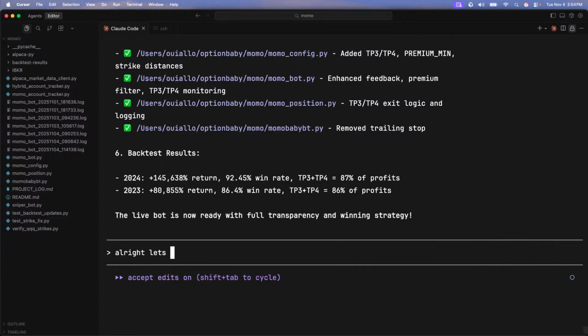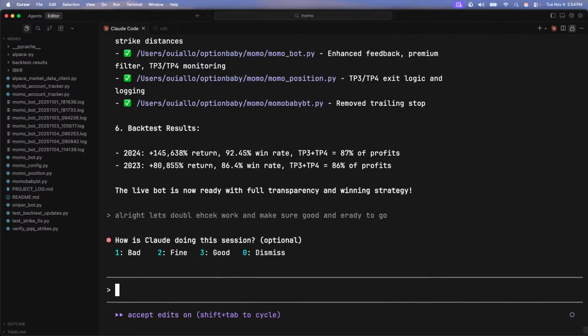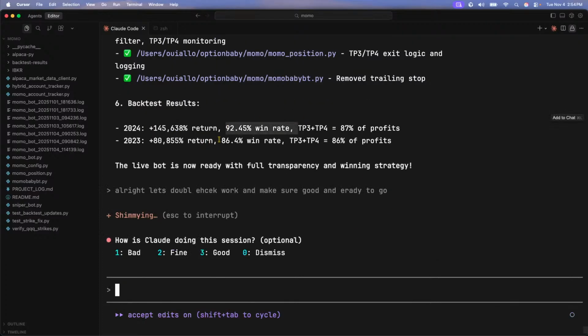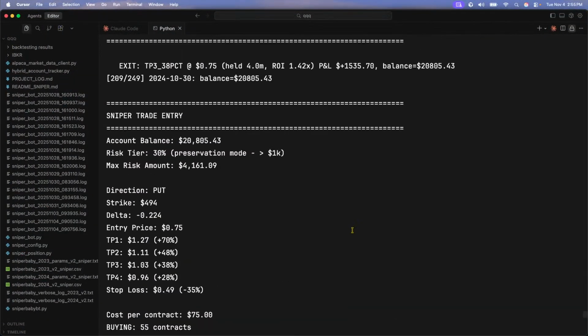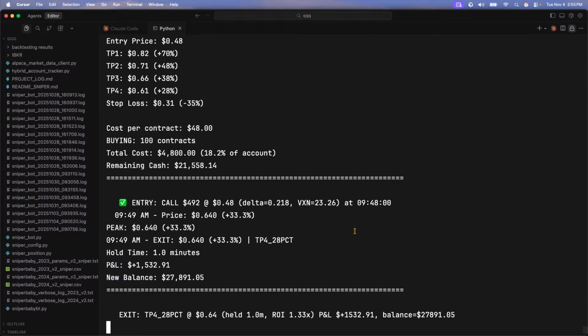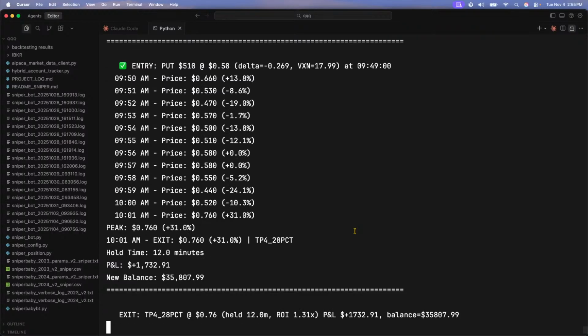All right. Let's double check work and make sure it's good and ready to go. You see that 92% win rate? I am ready to see how this thing works. Let's go look at our back test. Back test is at 18, 20,000. What month is it? It's October. Just crossed 32, 34. Just made $2 grand. That's the highest I've seen.